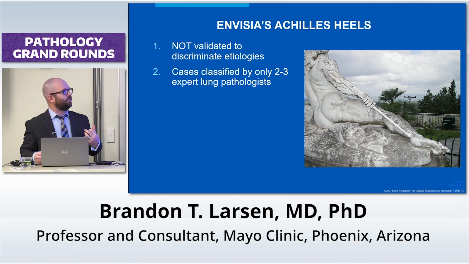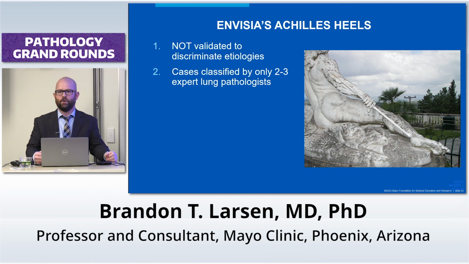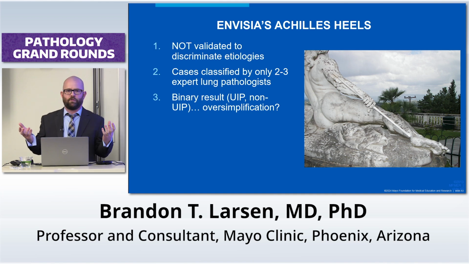The cases in the validation were classified by only 2 to 3 expert lung pathologists, which, even pulmonary pathologists can't agree upon how to classify these processes perfectly. What I might call UIP might be something that another expert pulmonary pathologist would never call UIP. So what kind of a gold standard is that? That is a limitation of this molecular assay. As I've already mentioned, it provides a binary result, UIP or non-UIP, which one might argue could be an oversimplification of biology.